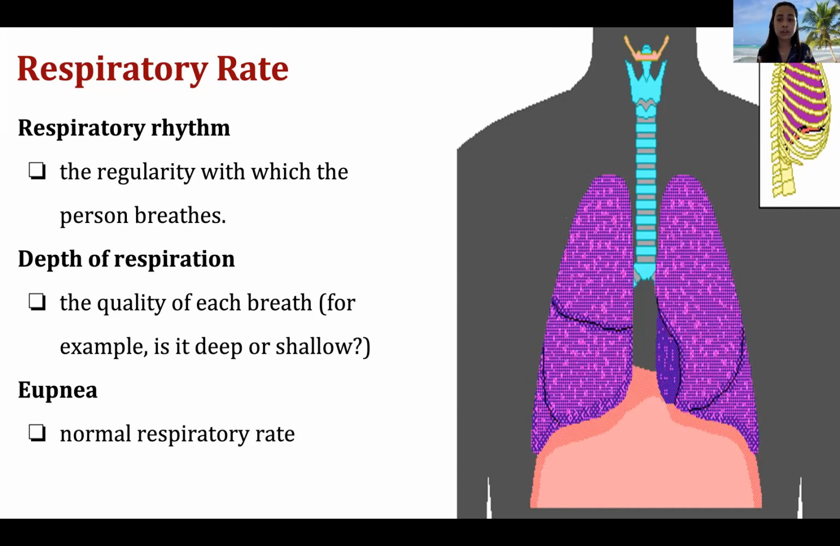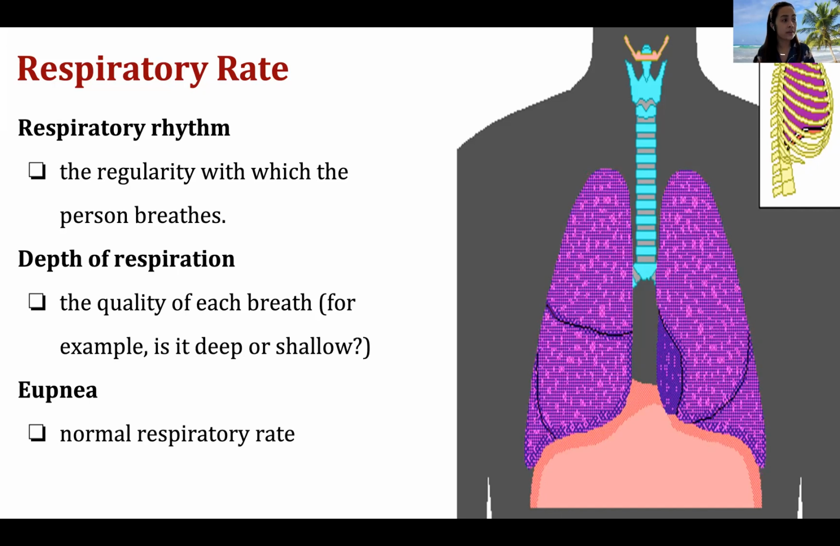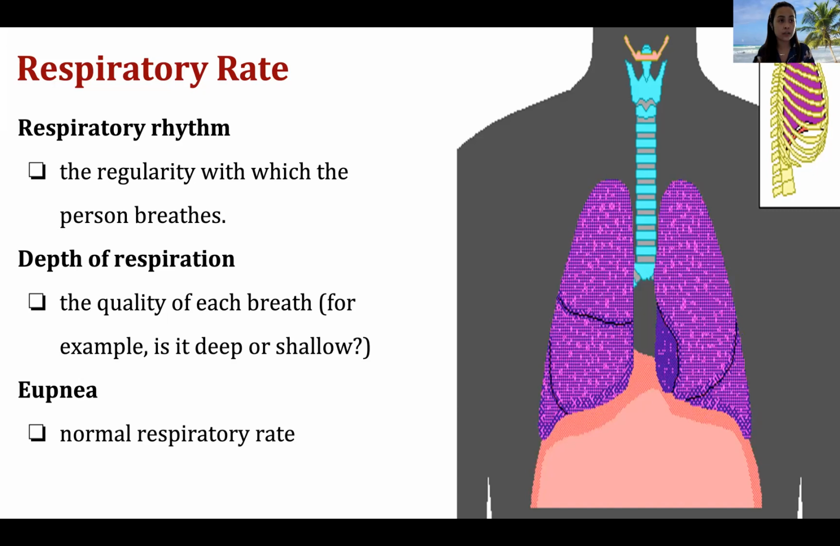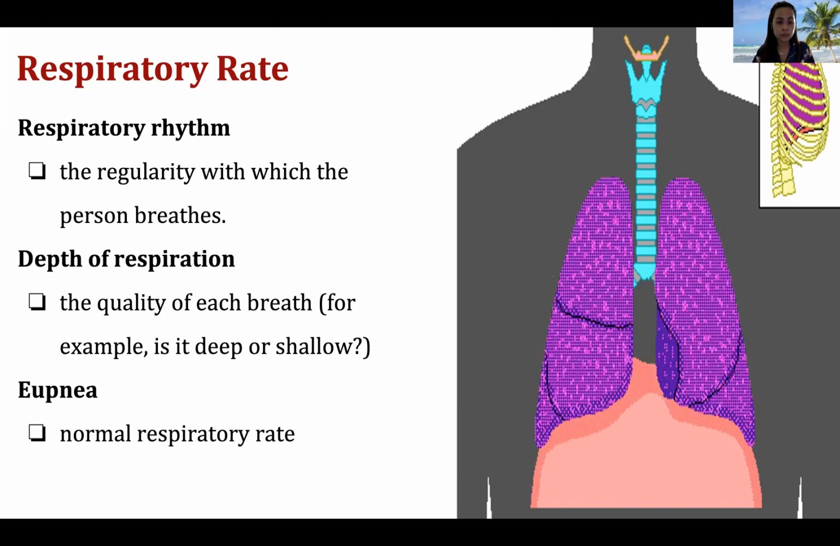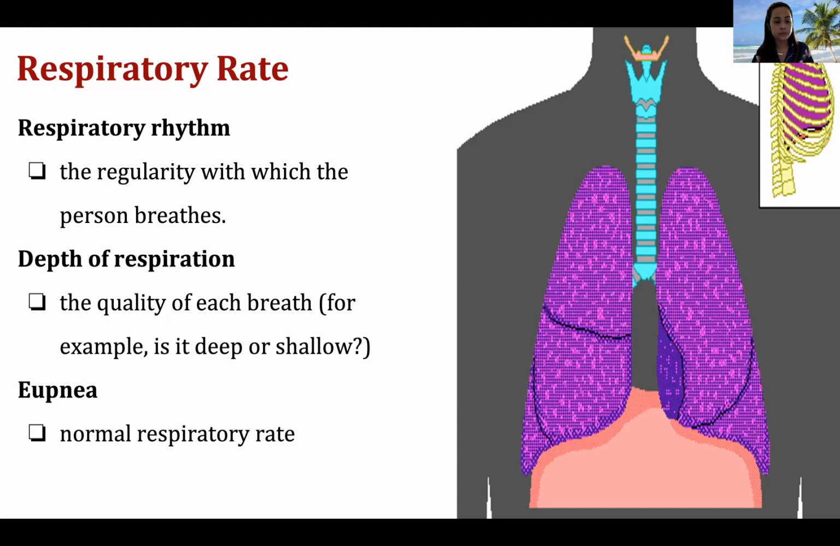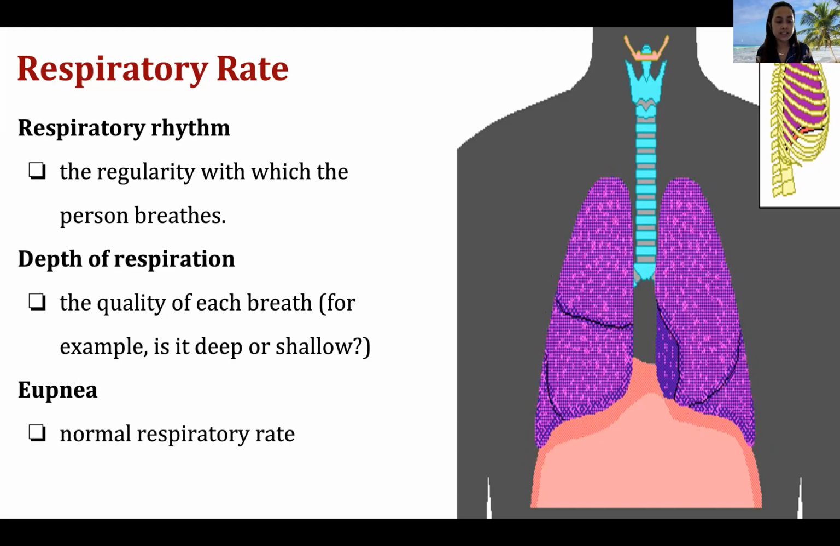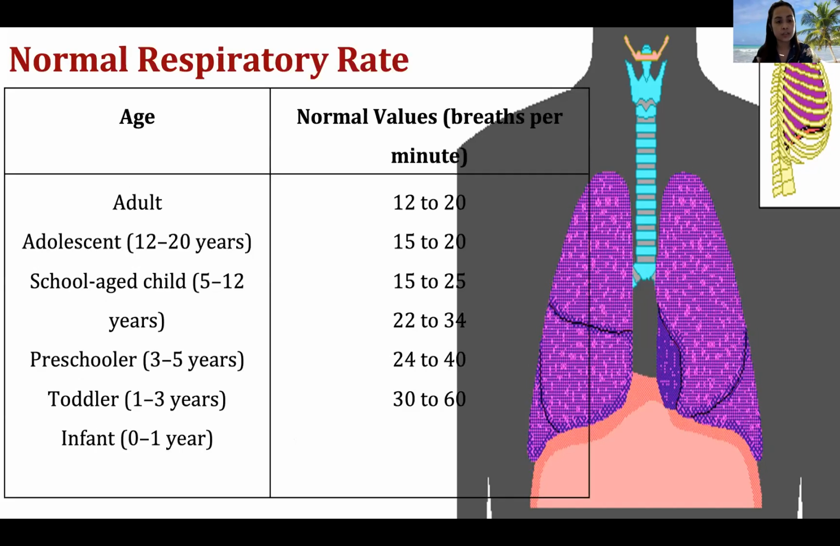Shallow respiration is like when the patient is having asthma. The patient wants to have more air, that's why his respiration is shallow. What is eupnea? Eu means normal, so eupnea means normal respiratory rate.